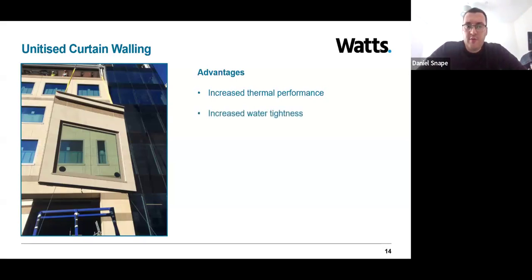You can also benefit from increased water tightness. Unitized curtain walls typically have better weather performance than other types of curtain walls, such as stick curtain walling, as they're manufactured in controlled environments using modern methods of construction.